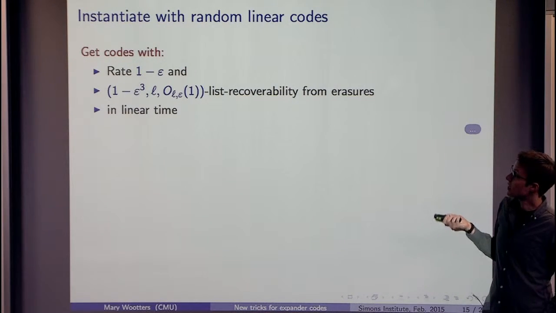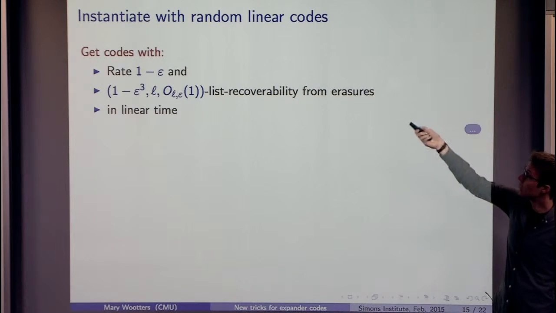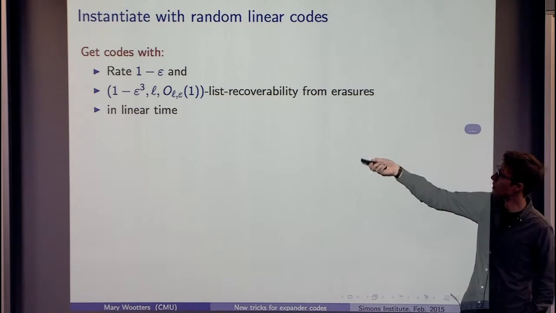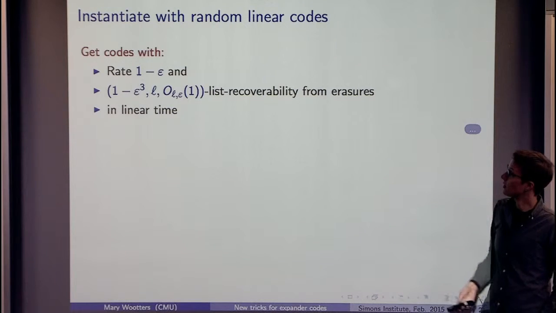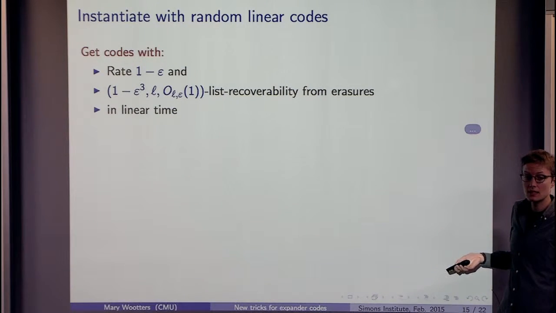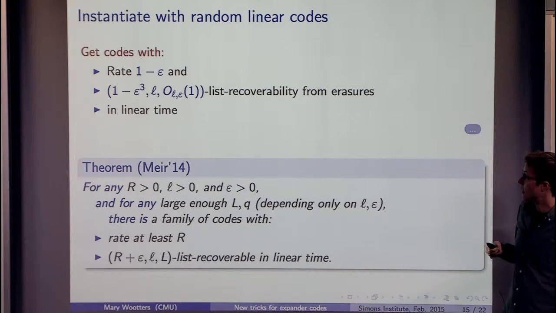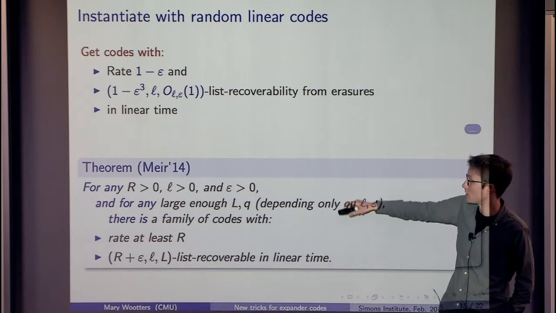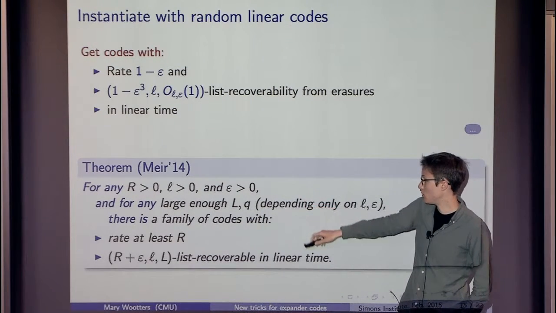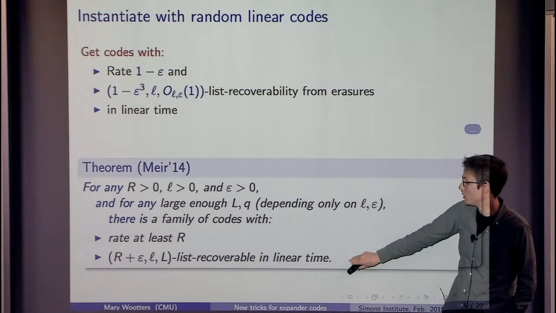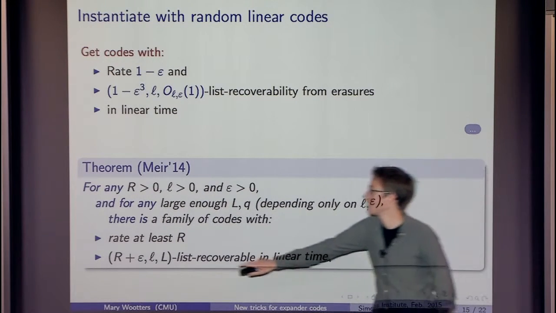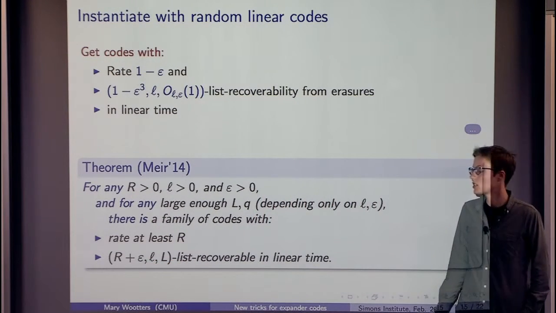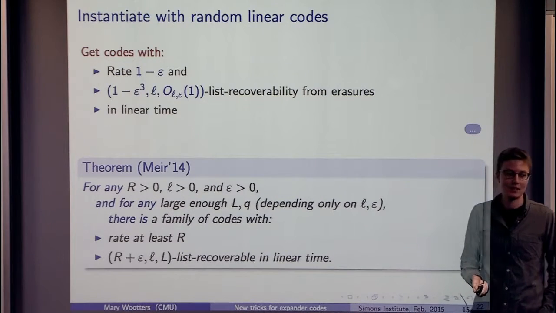And we can instantiate this. In this case, we can instantiate with random linear codes to get a trade-off like this. So we get rates tending to 1 and list recovery from erasures with constant list sizes. And again, shoving this through the same construction, we get basically the optimal trade-off here. So for any rate r, we need lists only in an r plus epsilon fraction of positions. And you can show that this is optimal.